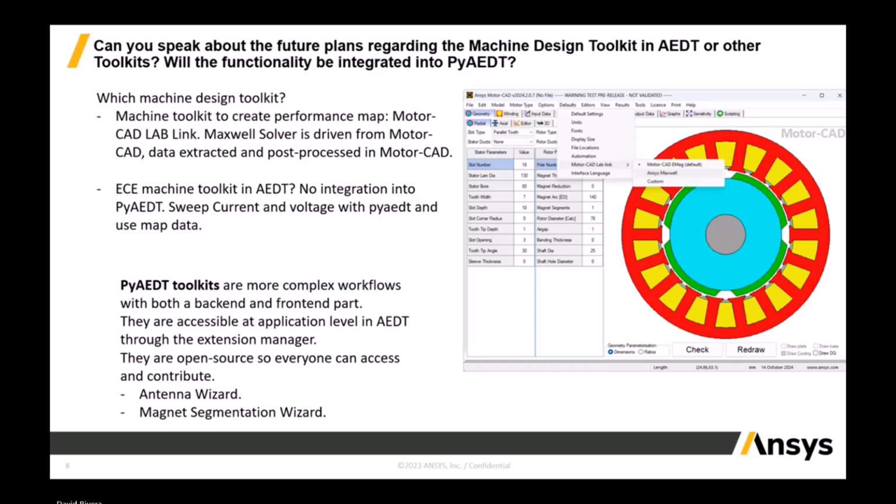It's not specified here which machine design toolkit you're speaking about, because it could refer to the machine toolkit to create performance maps or the EC machine toolkit in AEDT. So if it's the first case, we tend to use the MotorCAD lab link in order to drive the Maxwell solver from MotorCAD, and the data can be subsequently extracted and post-processed in MotorCAD. So that's the first case.